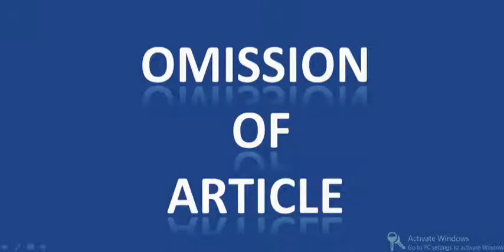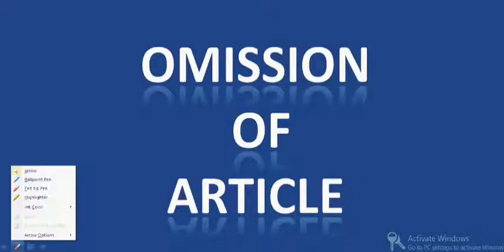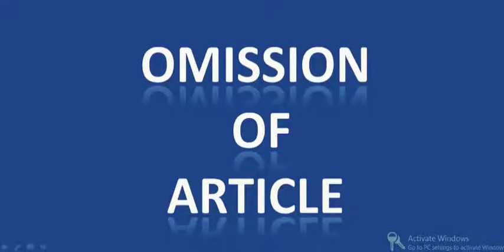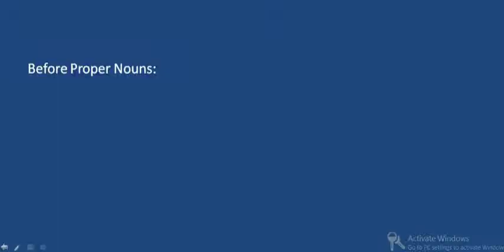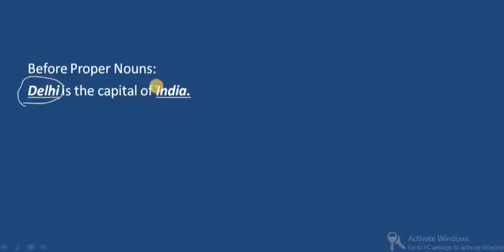So in today's class we are going to discuss the topic of omission of articles. The meaning of the word omission is to avoid the articles. First of all, it is not used before proper nouns. A proper noun means, like, your name or a city name, Moga. Here's one example: Delhi is the capital of India. Delhi and India are both proper nouns, so that's why no article is used here.